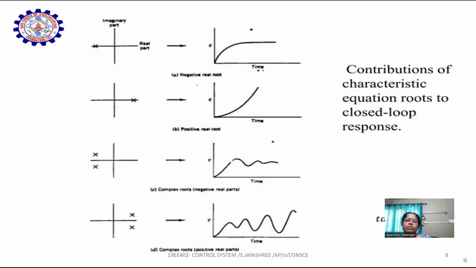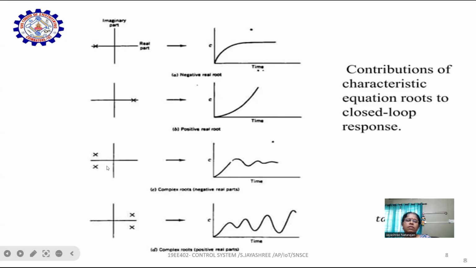Contributions of the characteristic equation roots to the closed loop response. If the roots are present on the left side of the real axis, then the system is stable. If the roots lie on the positive side of the real axis, then the system is unstable.